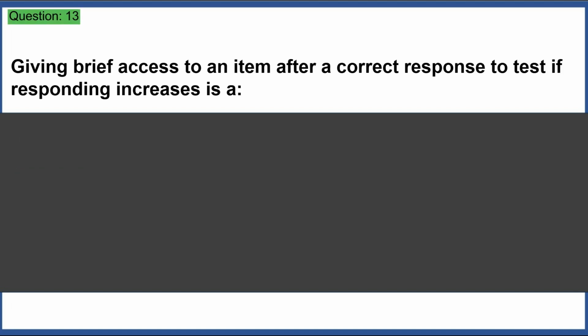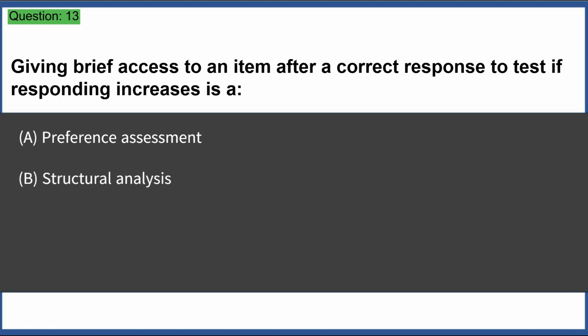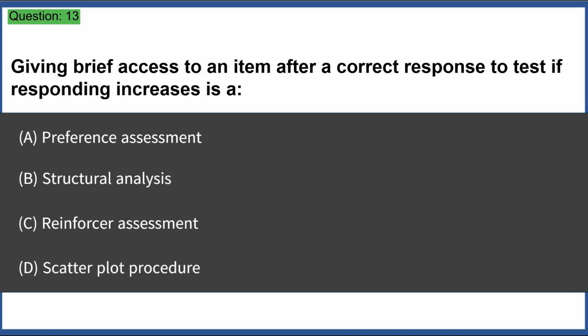Giving brief access to an item after a correct response to test if responding increases is A. Preference assessment. B. Structural analysis. C. Reinforcer assessment. D. Scatter plot procedure. Answer, C. Tests functional effect on behavior.